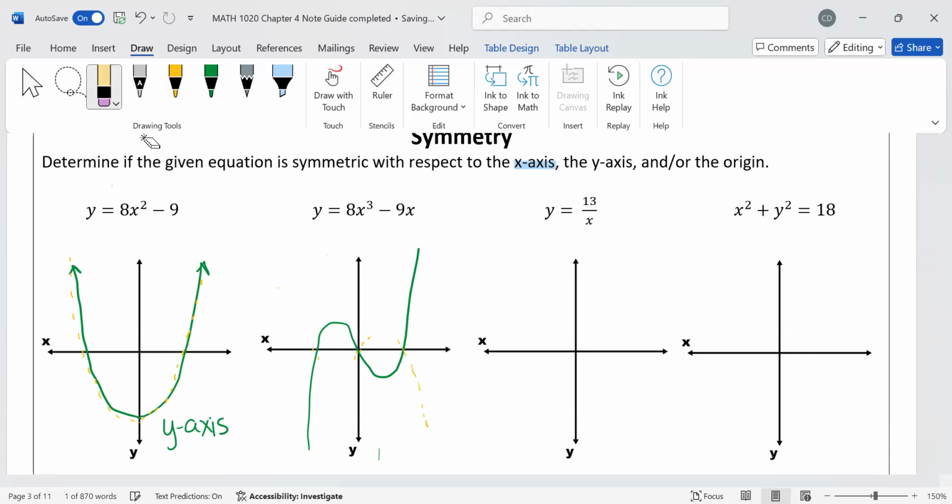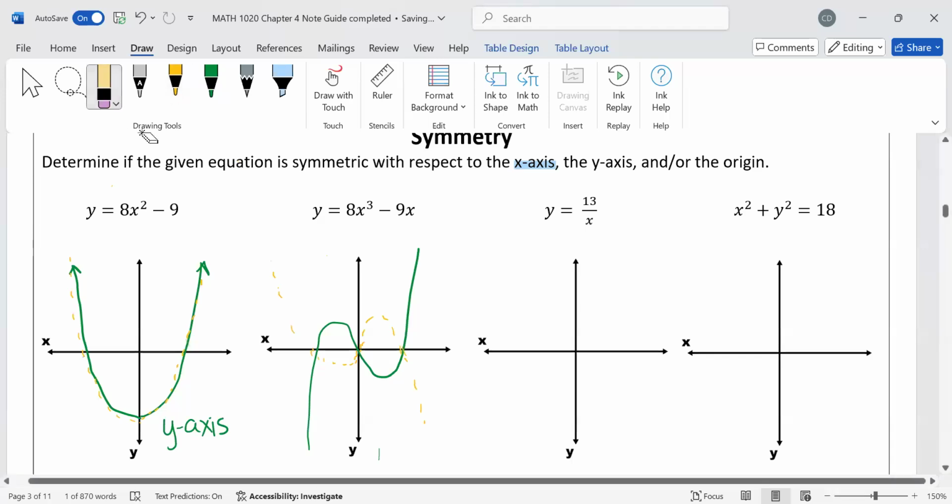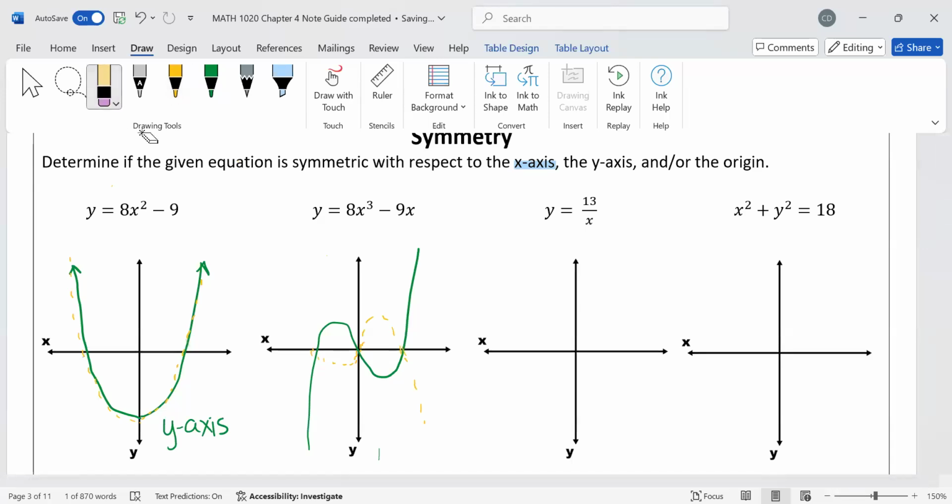Fold it on the y-axis. It's going to look the same. Yep. All right, so it's not folding on itself on the x or the y. But again, it looks like it's symmetric.